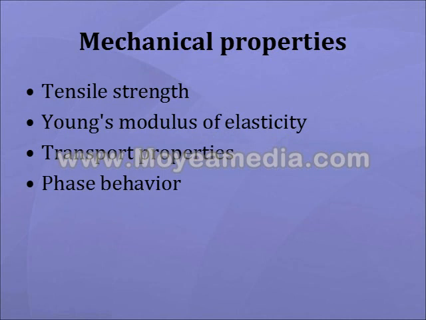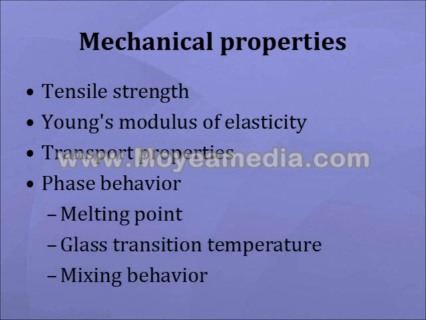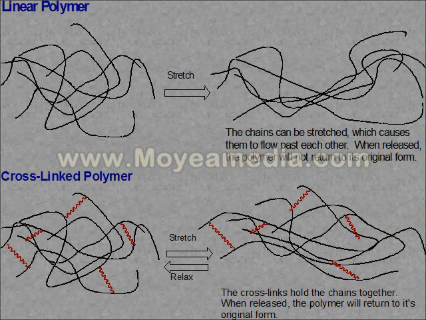There are different mechanical properties of a polymer. First one is tensile strength, its Young's modulus of elasticity, its transport properties, its phase behavior, for example melting point, glass transition temperature, and mixing behavior.